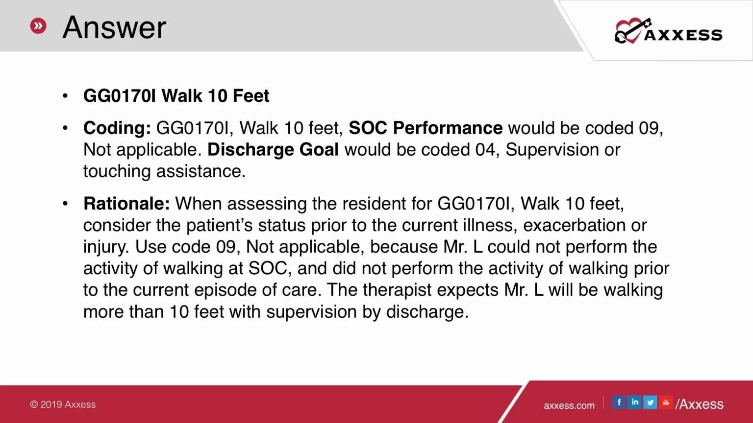At start of care, this would be a 9, not applicable. But the discharge goal would be a 4, supervision or touching assistance. The reason for that, when assessing the resident for GG0170I, walk 10 feet, consider the patient's status prior to the current illness, exacerbation, or injury. You would use a 9, not applicable, because Mr. L could not perform the activity of walking at start of care, and he didn't perform that activity prior to the current episode of care. But the therapist expects that he's going to be walking more than 10 feet with supervision by discharge.